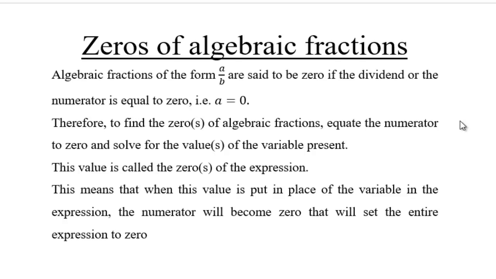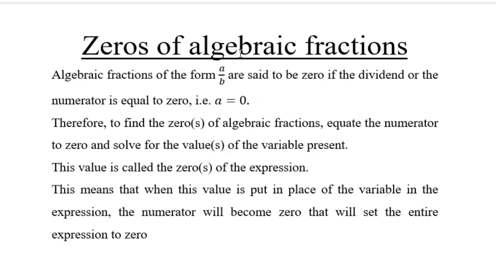In this video, we are looking at zeros of algebraic fractions. Now, algebraic fractions of the form a over b are said to be 0 if the dividend or the numerator is equal to 0.